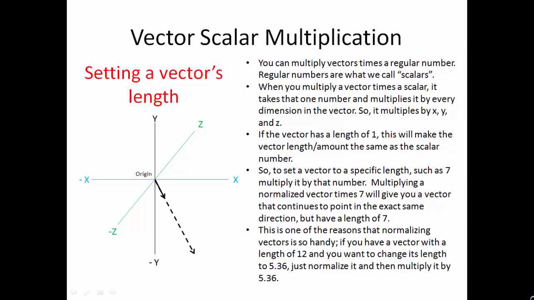So to set a vector to a specific length, such as 7, multiply it by that number. Multiplying a normalized vector times 7 will give you a vector that continues to point in the exact same direction but has a length of 7. This is one of the reasons that normalizing vectors is so handy. If you have a vector with a length of 12 and you want to change its length to 5.36, just normalize it and then multiply it by 5.36.